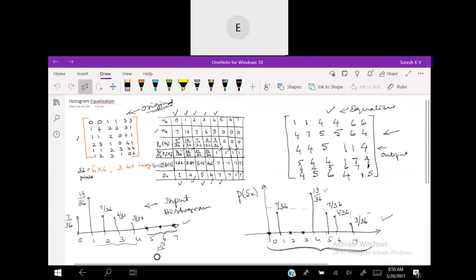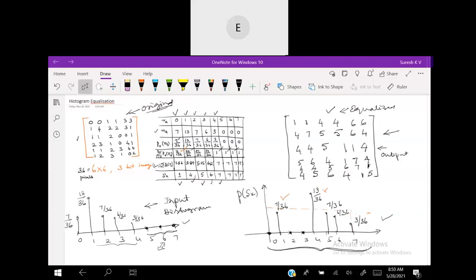Once you get this table, now carefully observe. In this case, all zeros are mapped to ones. Which means that probability of 1 is same as probability of 0 in the input image. Am I making the point clear? All zeros are mapped to ones. So probability of 1 is same as probability of 0. Probability of 0 is 7 by 36. Therefore, probability of 1 in the output image is also 7 by 36. That's what you have got here. Is the point clear?